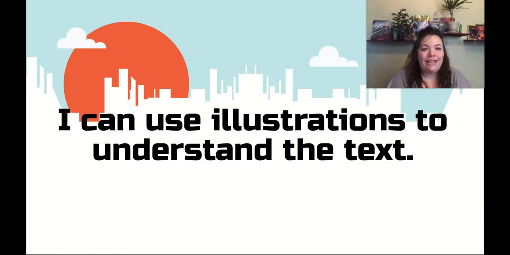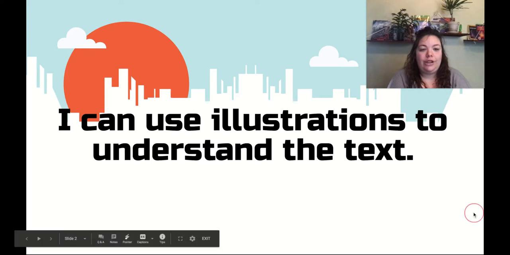So our goal today is to use the illustrations in a book to better understand the text. So not just the illustrations, though. We can also look at things like maps, diagrams, any images that are in the book to help us better understand what we are reading. And we are going to use the book Owen and the Tortoise to practice this.